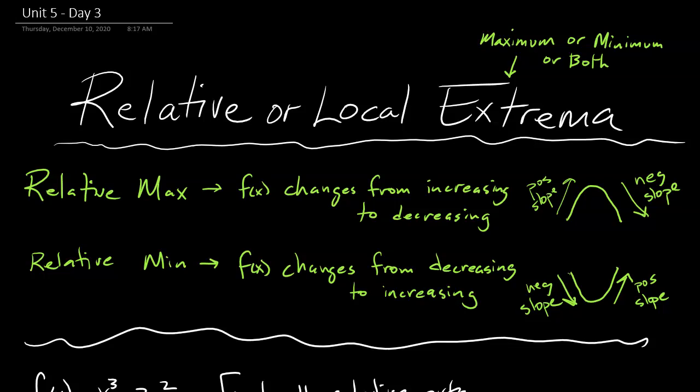The actual definition, say for a relative max, is whenever your function changes from increasing to decreasing, that's going to be known as a relative max. So in my head, I think of that as the top of a hill. And a relative min is whenever your function changes from decreasing to increasing.